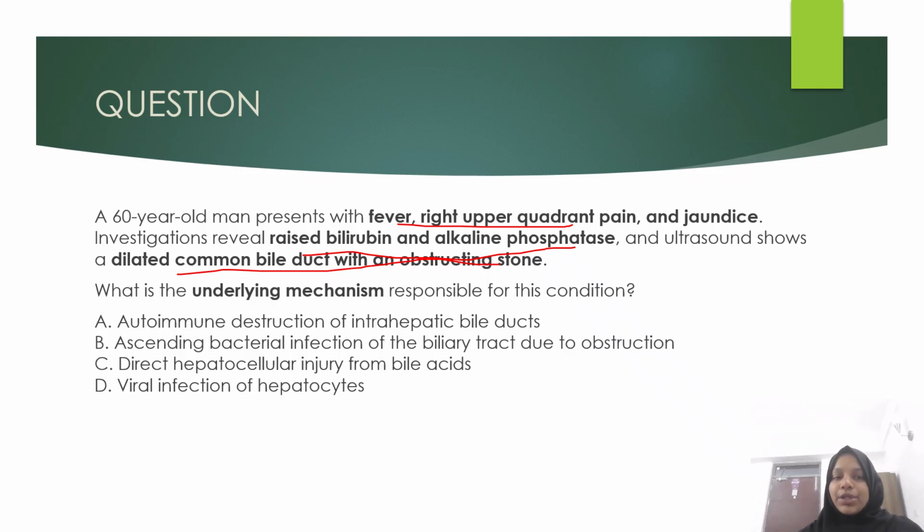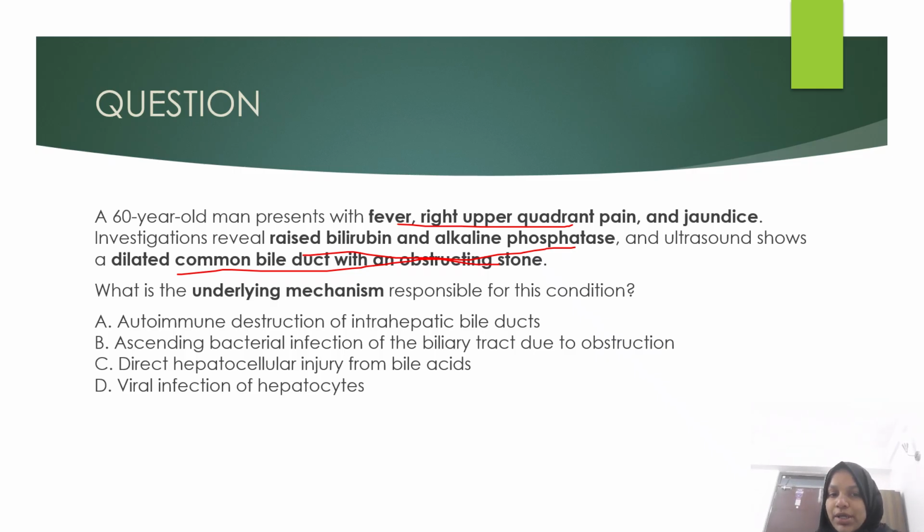Raised bilirubin can be due to the obstruction, that is, the conjugated bilirubin can be raised, and alkaline phosphatase can be raised due to any cause, right? Even an obstruction in the biliary tract can cause a raised ALP. What is the underlying mechanism responsible for this condition? So we understood that this is a cholangitis. So what is the underlying mechanism?